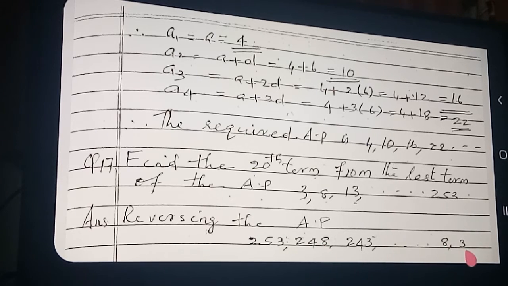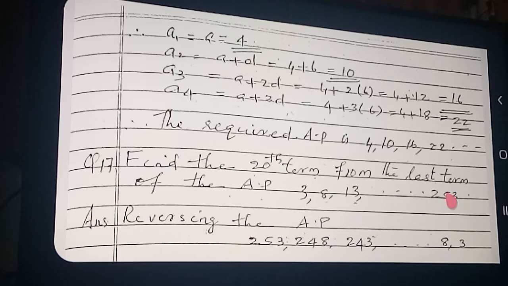Then write the last 2 terms. Are you clear? So any question of this type coming, this is the easiest method. So from the end, any question coming, you try to reverse the AP. Reversing the AP, writing 253. Then you have to subtract the common difference. Here, finding the common difference: this is the first term and this is the second term. In 3 plus 5, how much did you get? 8. 8 plus 5, 13.